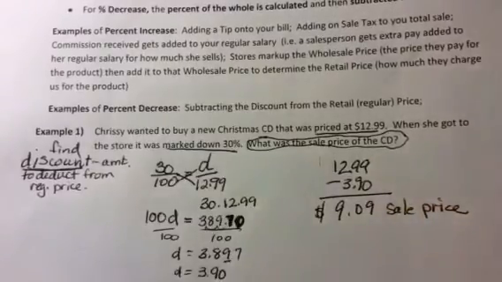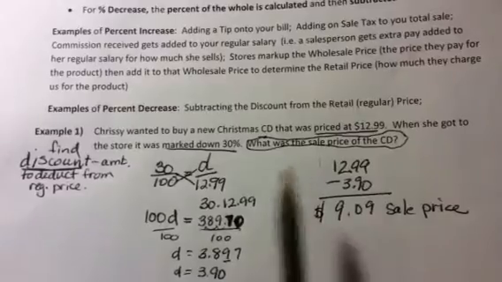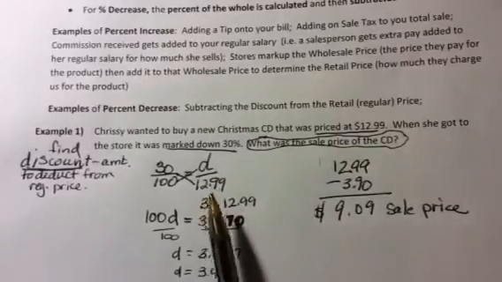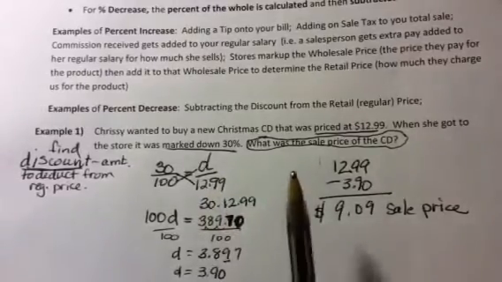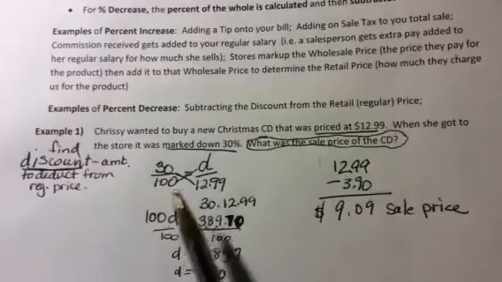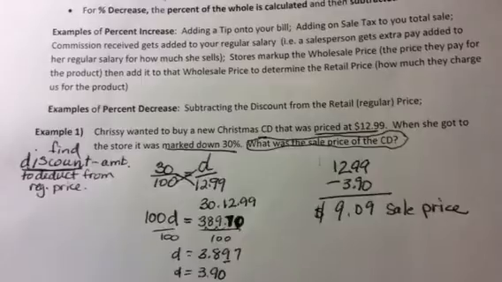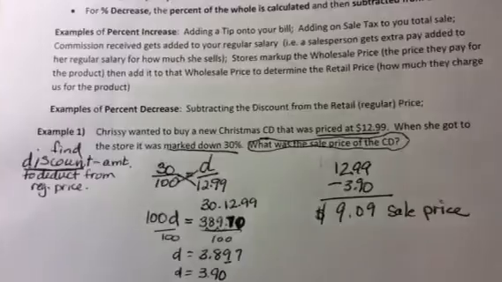Now, mental math, we could have done mental math and done 30% of $12.99 because we've done those earlier. So if we did 30%, we could do 10%, which is $1.29, and then multiply that times 3. And if we do $1.29 times 3, we would get $3.90. So that, whoa, sorry, that checks out.